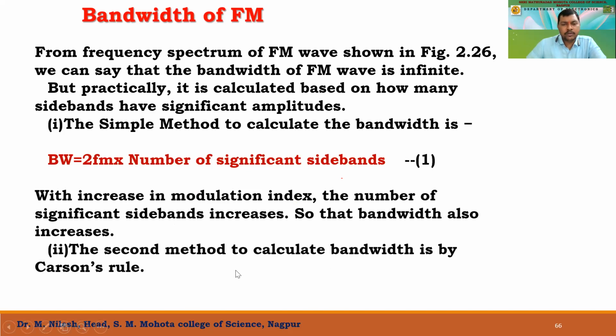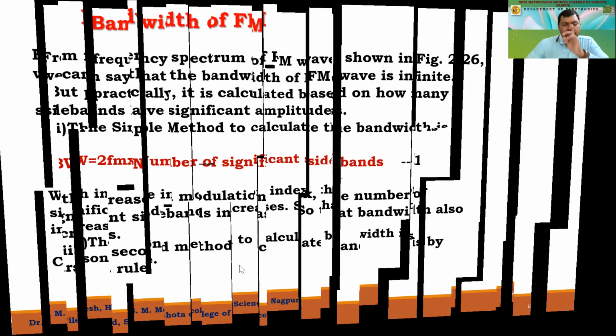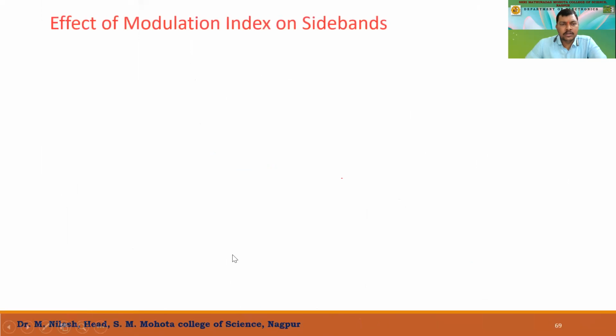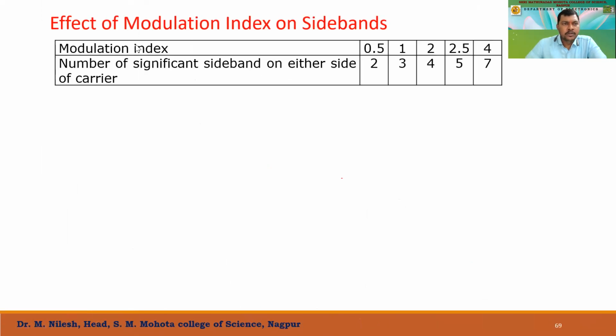The second method to calculate the bandwidth is by Carson's rule. Still, we are not concerned about this, as they are very in-depth, so we won't go in depth over there. So this is what I need to show you, the effect of modulation index on sidebands. If we are having a modulation index of 0.5, 1, 2, 2.5 and 4, then how the sidebands will appear. That is what I was expecting to show you.